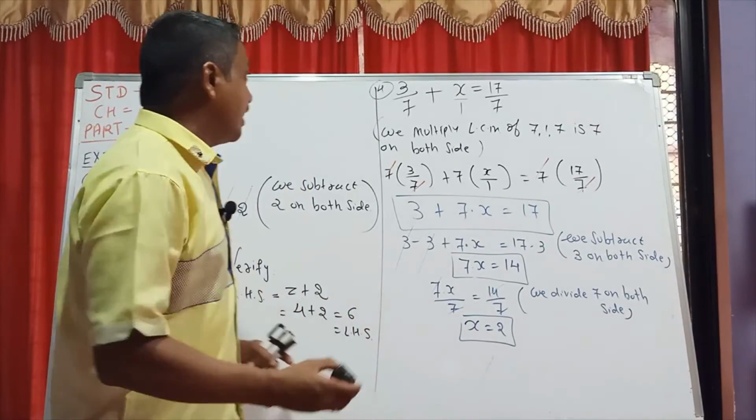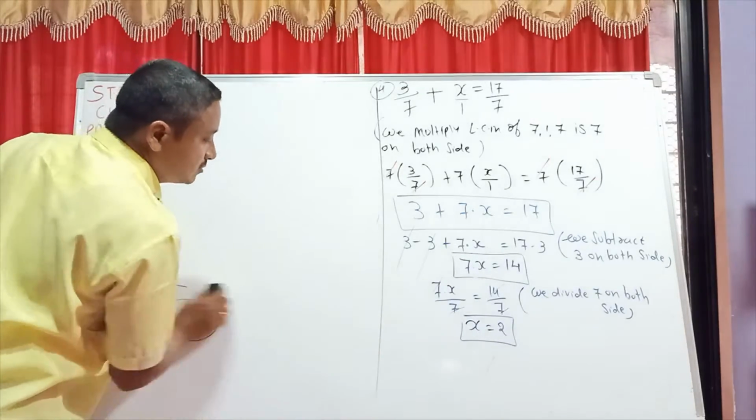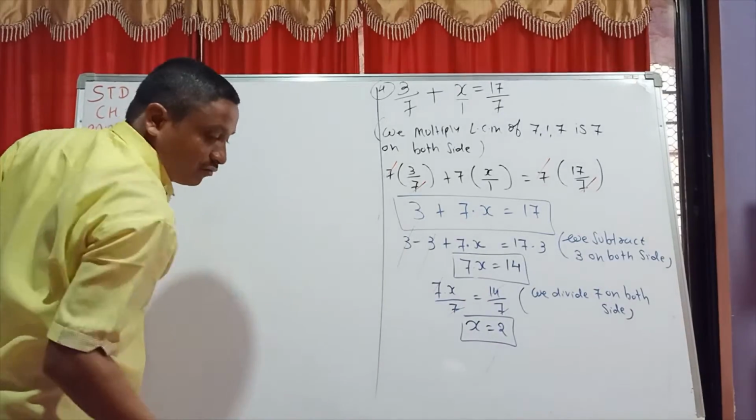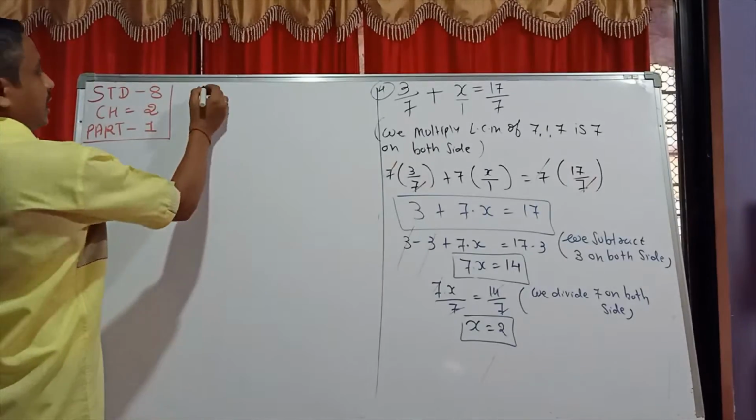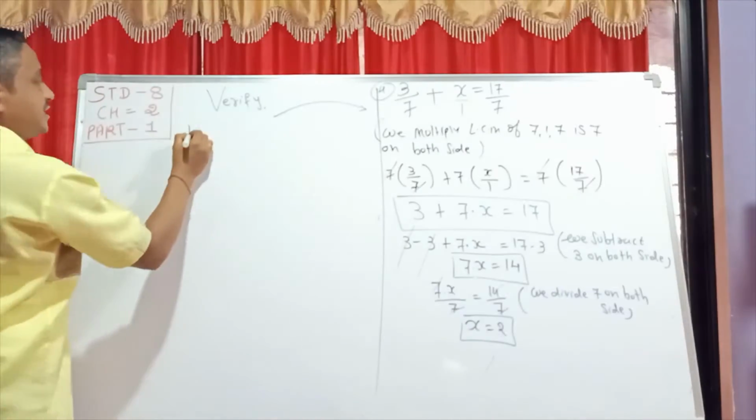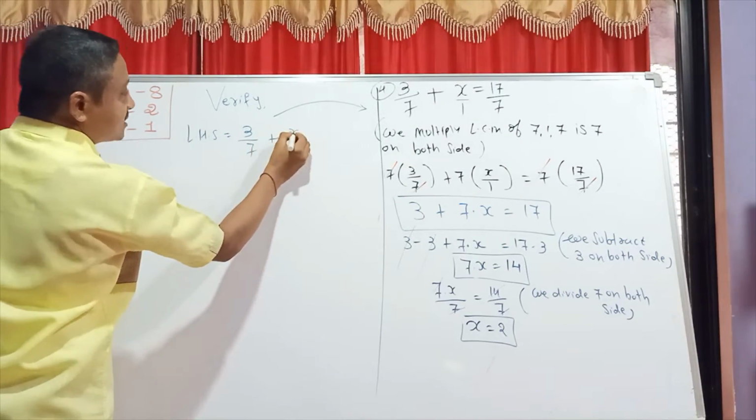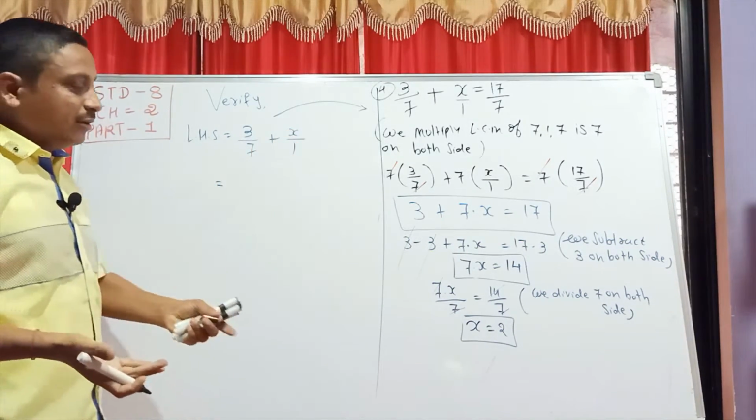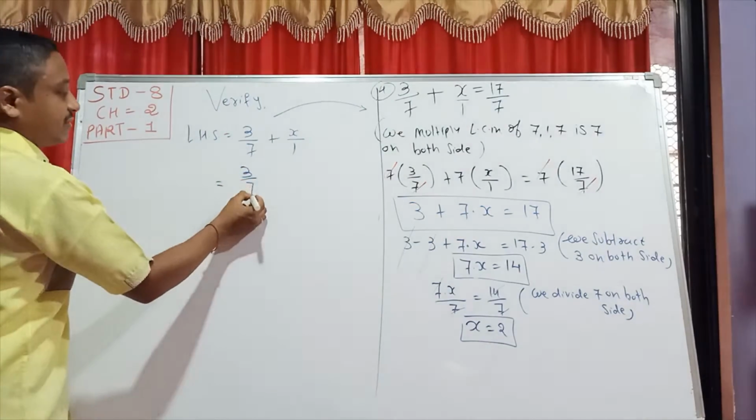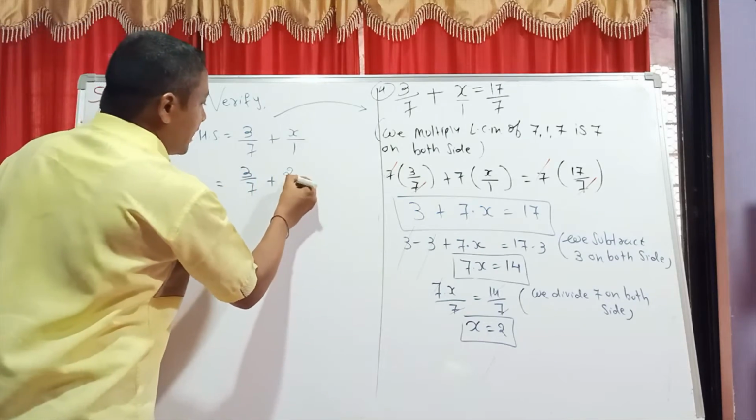Now I go to verification. Students, verification is necessary for every sum of linear equations. In the exam you must verify those terms. So I go to verification for that one. Our LHS is 3 by 7 plus x by 1. Nothing else to do. I only put x is equal to 2 in that LHS term. So 3 by 7 plus, what is your x value, students? Yes, it is 2 by 1.